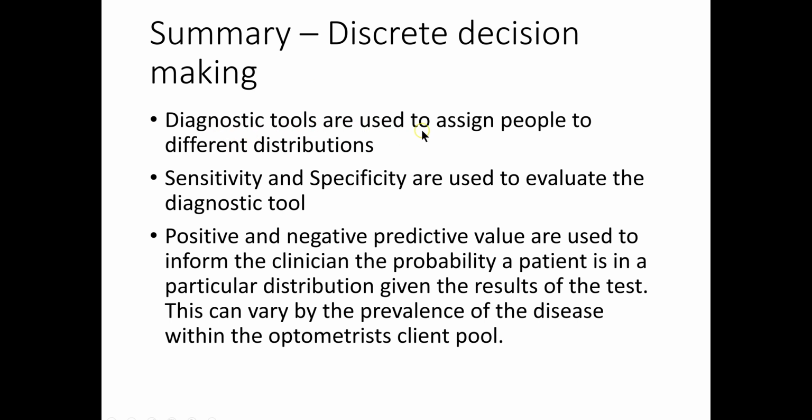So diagnostic tools, the function of them is to assign people to different distributions. Again, because a person is normal does not really prove to you that they don't have the disease. If the person is not rejected by the normal criteria, it doesn't really mean that they don't have the disease in many of these tests that have so much overlap. And as you're going through and making your decisions, I'm really hoping you remember this and keep this in mind. It's a critical point.